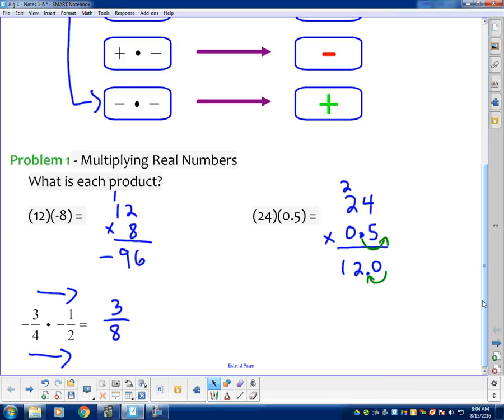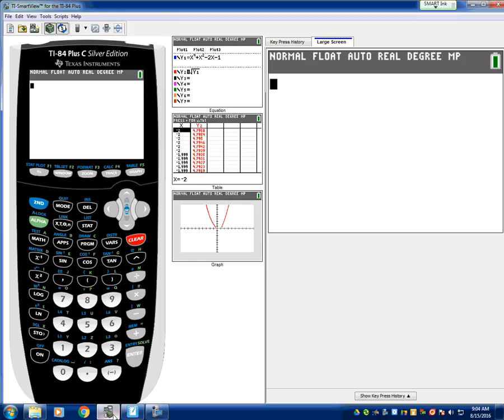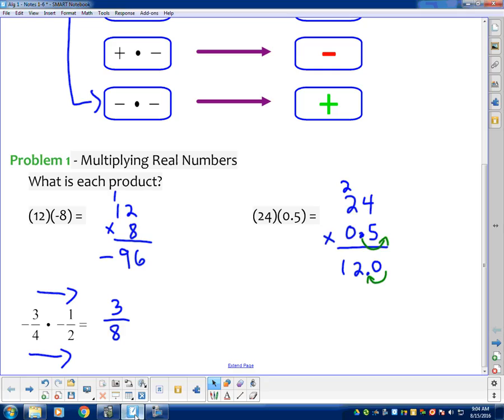Now, I thought I'd show you on the calculator how to multiply two real numbers together, especially the fractions. I'll do this on mine, but I'll have to talk you through yours. So we're going to take negative 3/4. On mine, I can do negative and then 3 divided by 4. On your calculator, you're going to hit the ABC button for the fraction bar instead of division. So negative 3 divided by 4. And then I'm going to multiply that by negative 1/2.